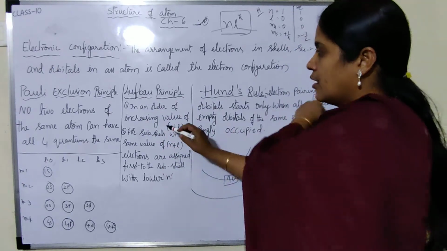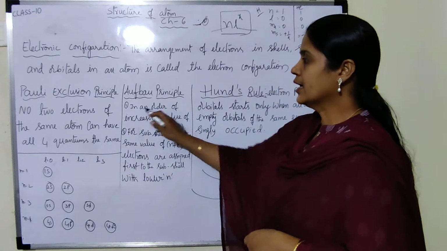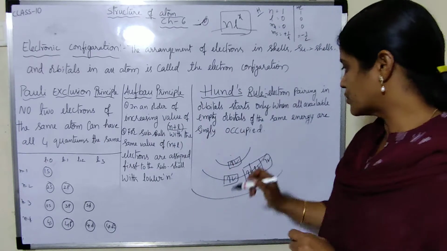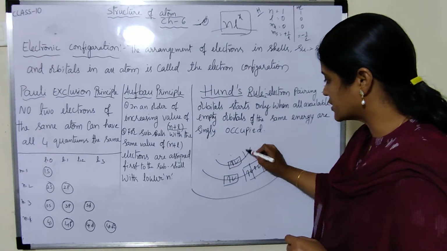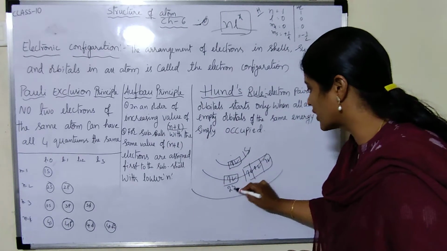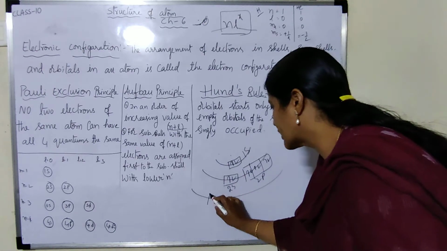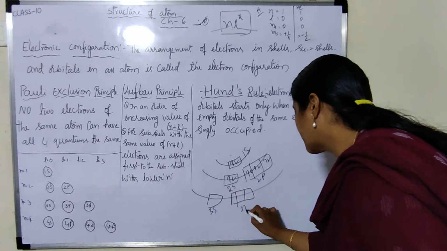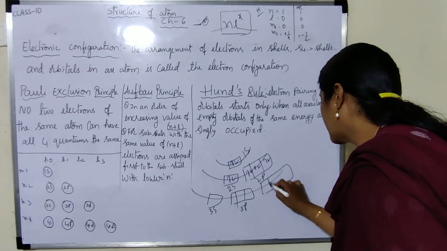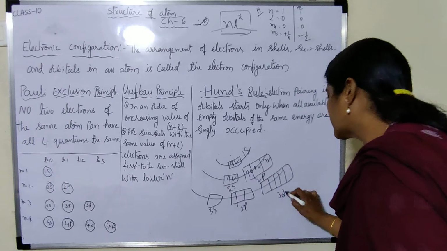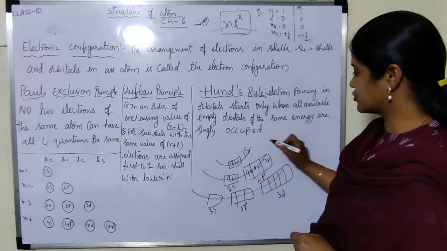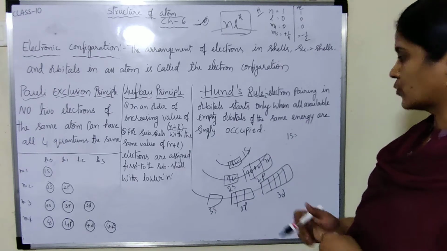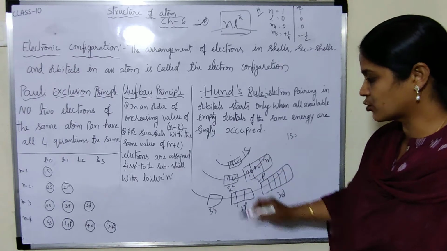What are they? In an order of increasing value of n plus l. Suppose this is the first orbit, it is 1s, this is 2s and this is 2p. Like this we have 3s, 3p and 3d. So first you fill 2 electrons in 1s. Then after you can fill 2s.